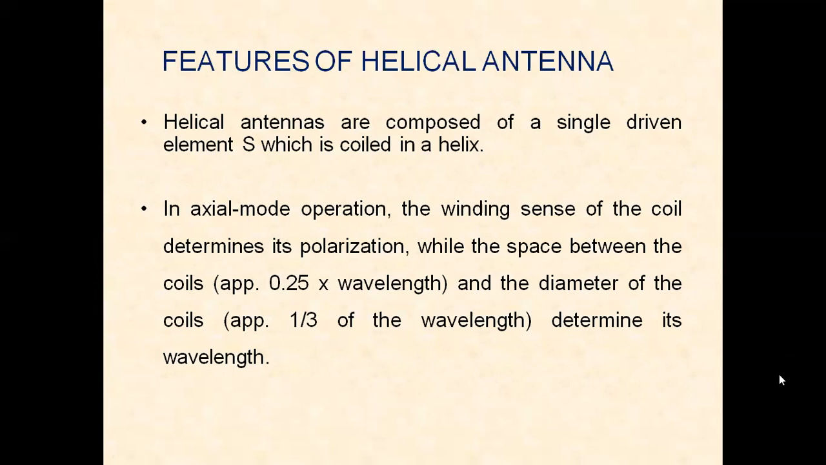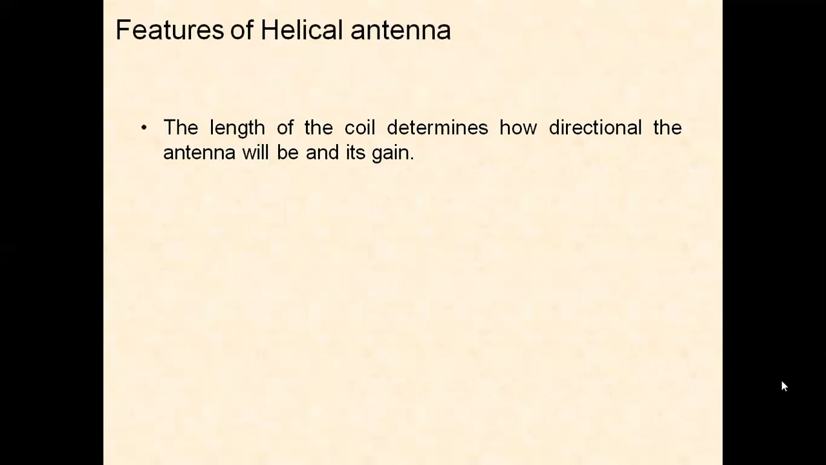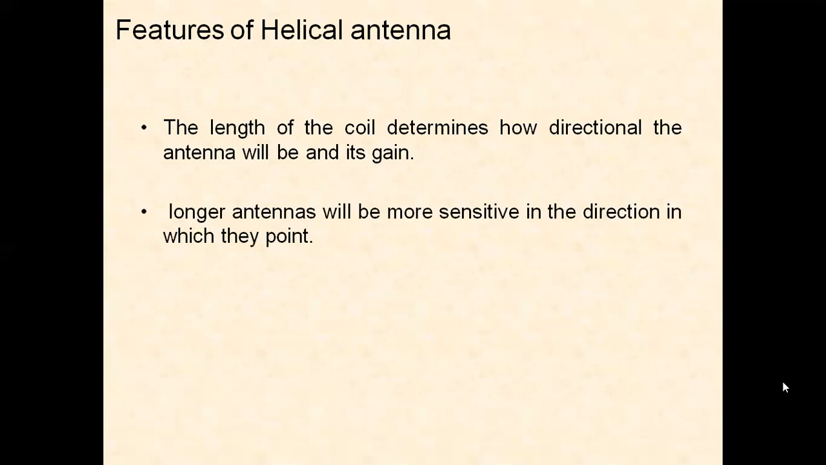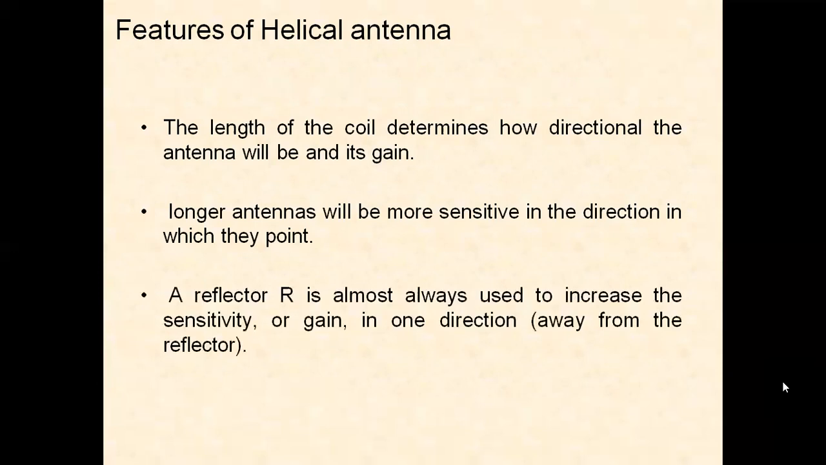Spacing, we take it as lambda by 4, that is 0.25 times the wavelength, and the diameter of the coil is one-third of the wavelength. The length of the coil determines how directional the antenna will be and its gain. Longer antennas will be more sensitive in the direction. A reflector is almost always used to increase the sensitivity or gain in one particular direction. That is, away from the reflector, there is a direction of propagation.